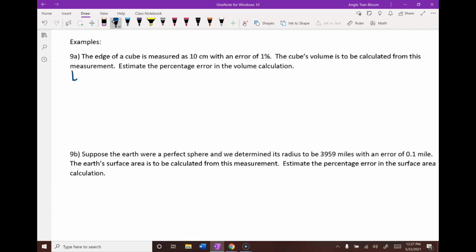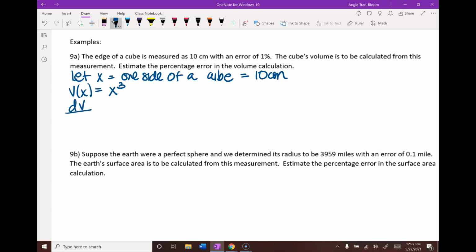Estimate the percentage error in the volume calculation. So let's use a variable. Let x be one side of a cube. In this problem, one side is measured as 10 centimeters. Well, let's find the volume. So volume with respect to x of a cube is x to the third, because it's length times width times height. Since it's a cube, all sides are the same.